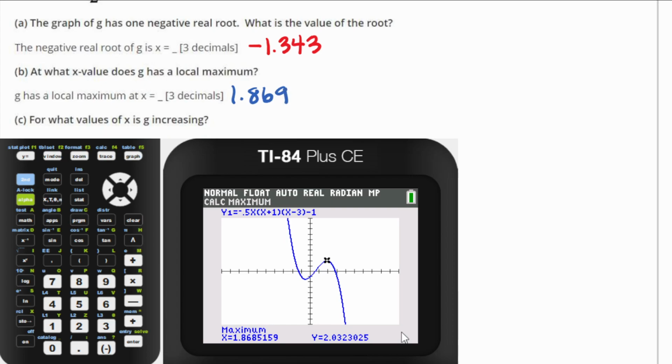And for where g is increasing, that's going to be from here to there, where as I move left to right, the graph goes up. So I've got the x-coordinate of the maximum, which is the right edge of my interval. And I just need the left edge, so I'm going to calculate the minimum. It's between -2 and 0, so I'm going to type in -2 and 0.